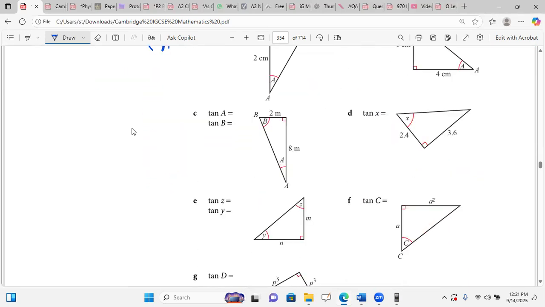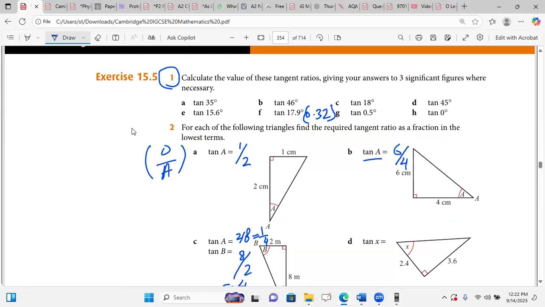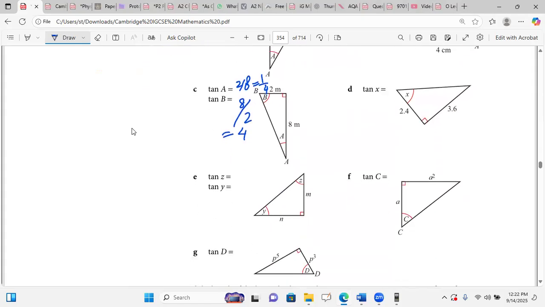After that, tan A and tan B. For tan A, adjacent is 8 and opposite is 2, so it is 2 by 8, which is 1 by 4. In case of tan B, opposite is 8 and adjacent is 2, so it equals 4. Tan of x: adjacent is 2.4 and opposite is 3.6, so opposite 3.6 over adjacent 2.4. Tan of z: opposite is n over m.